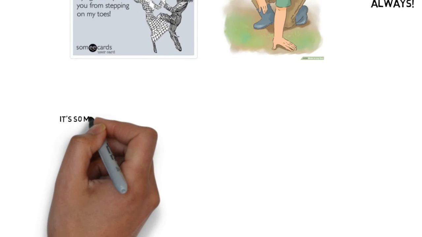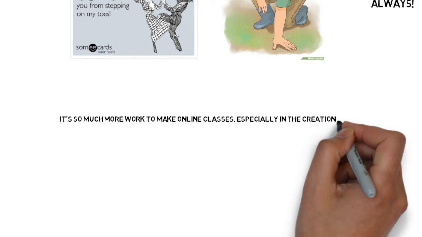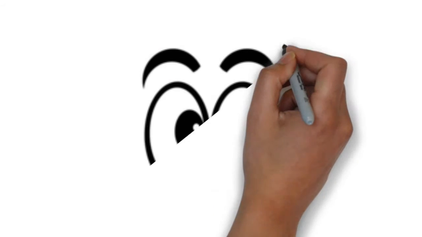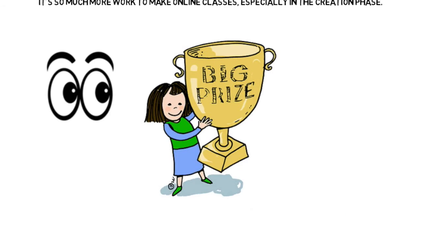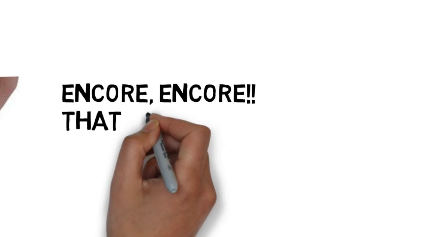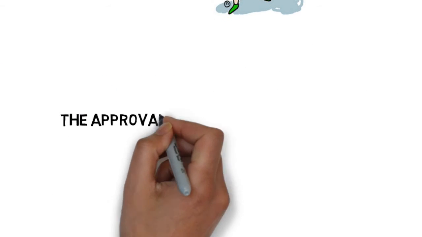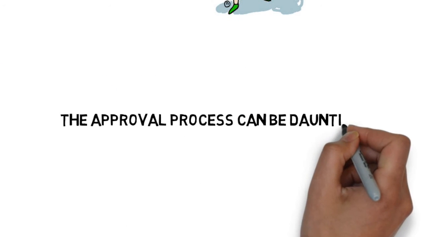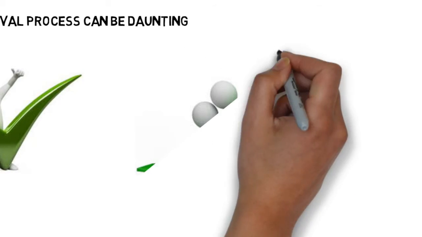It's so much more work to make online classes, especially in the creation phase. This one definitely requires eyes-on-the-prize thinking. Remember, if you created your class well, the actual rollout will be fairly easy, and then you can give the class more than once as part of a program. The approval process can be daunting. True. And getting a mentor can help guide you and your administration through the steps.